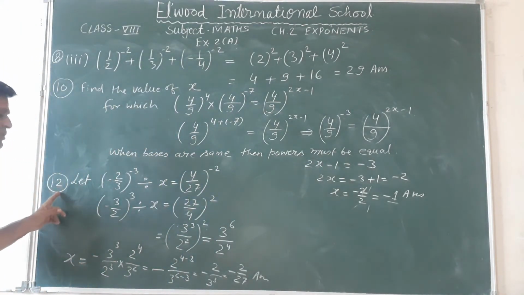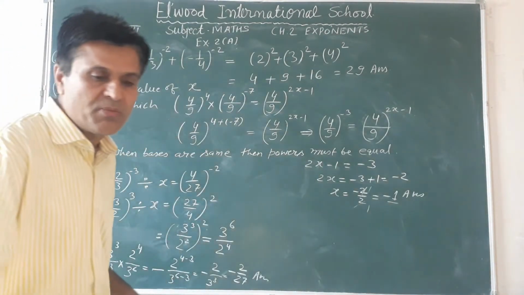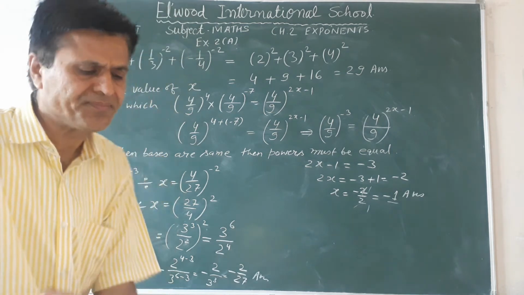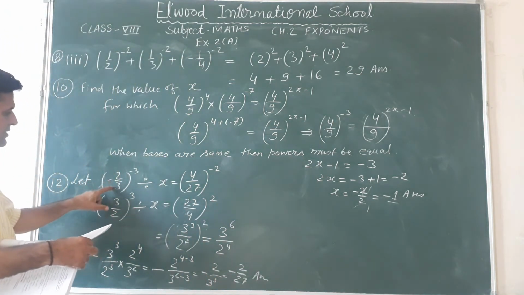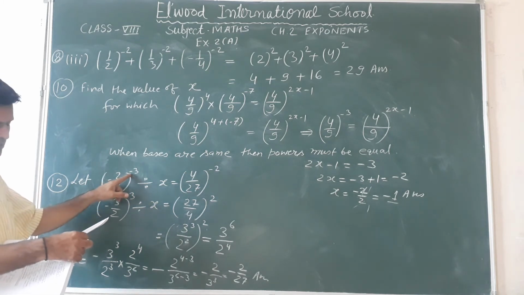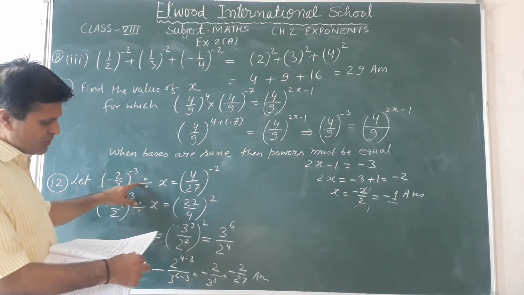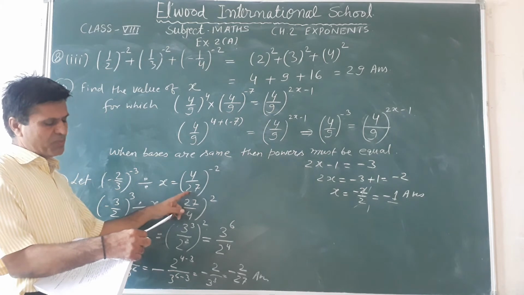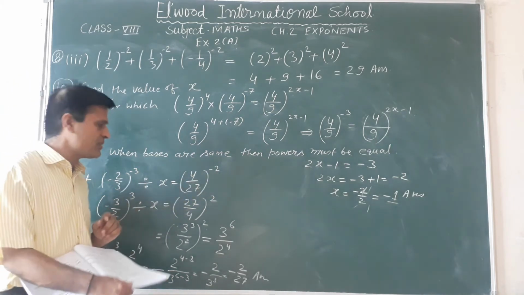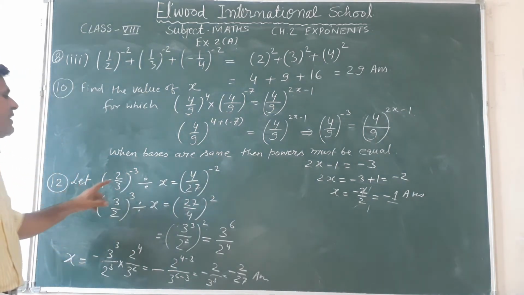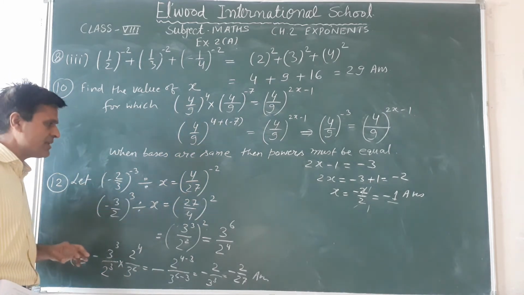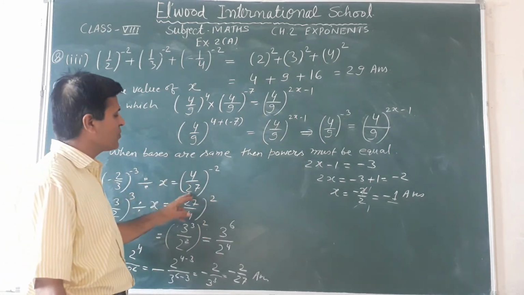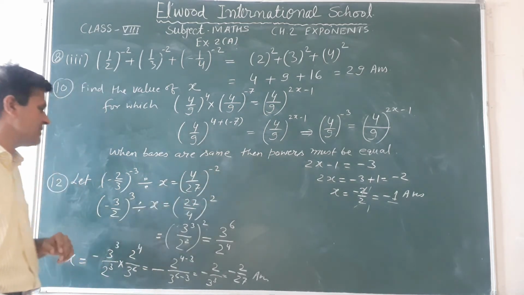Now I am doing question number 12. Question number 12 says: by what number should (-2/3)^-3 be divided so that the quotient is (4/27)^-2? So let us assume that (-2/3)^-3 is divided by x so that the quotient is (4/27)^-1.